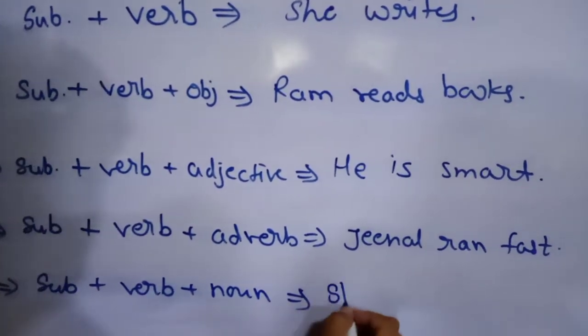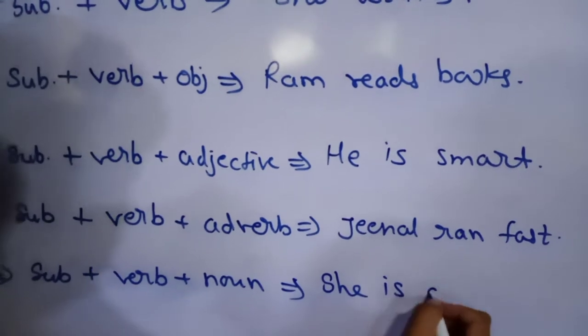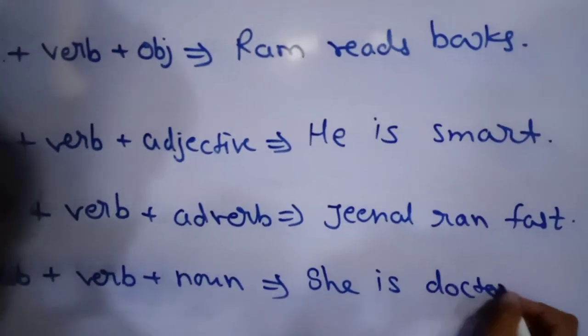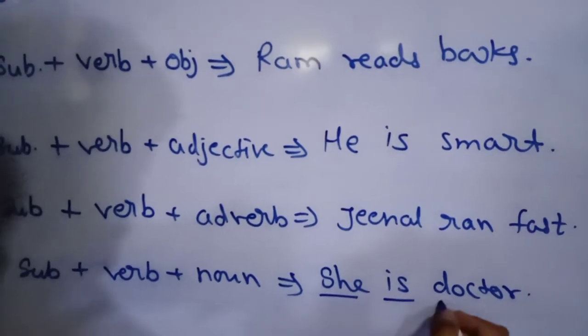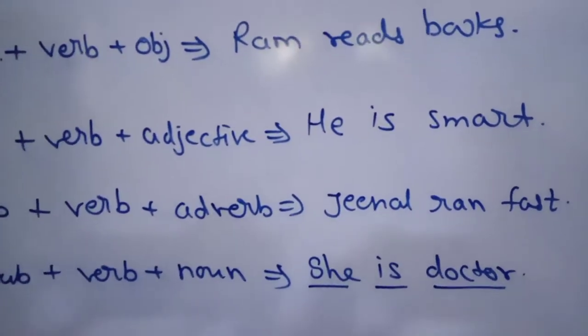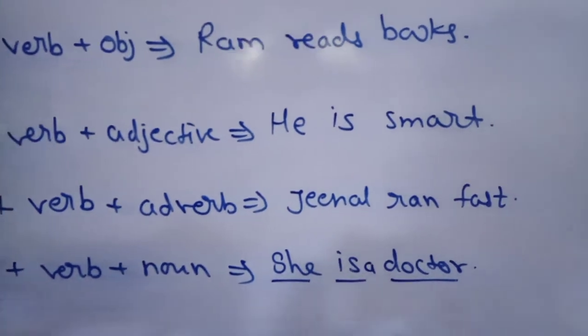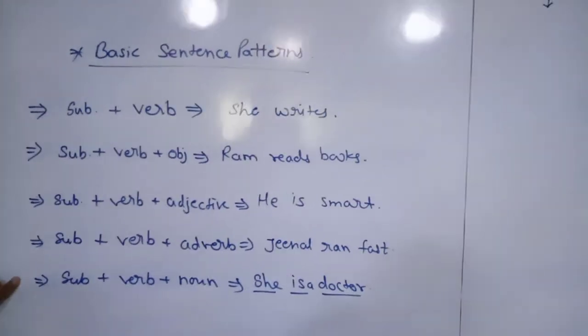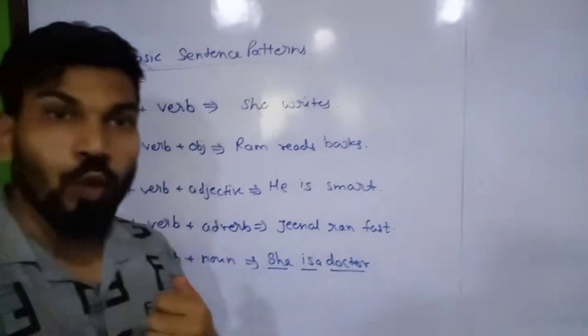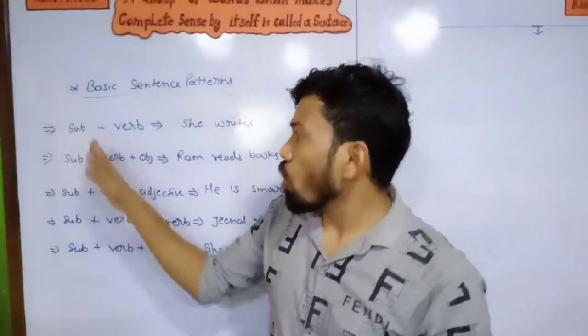Like "She is a doctor." Subject, verb and noun. This way we can learn about these five patterns of the sentence. Sentences can be seen in all these patterns.